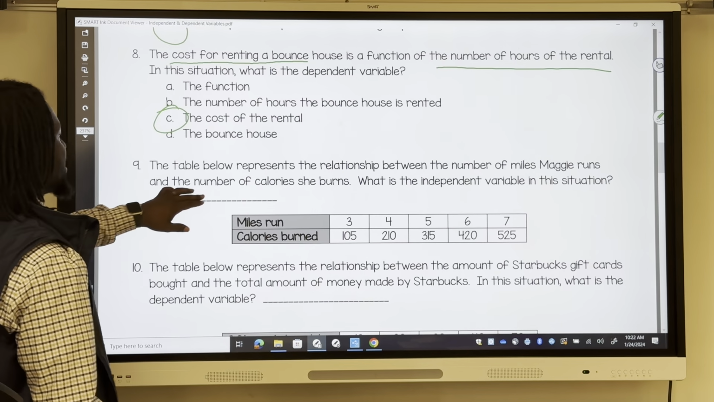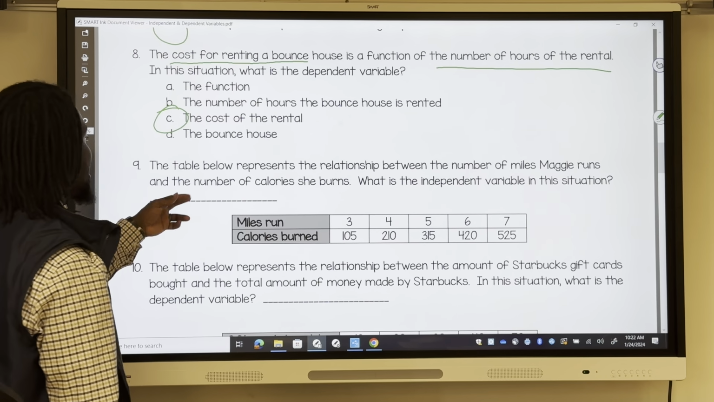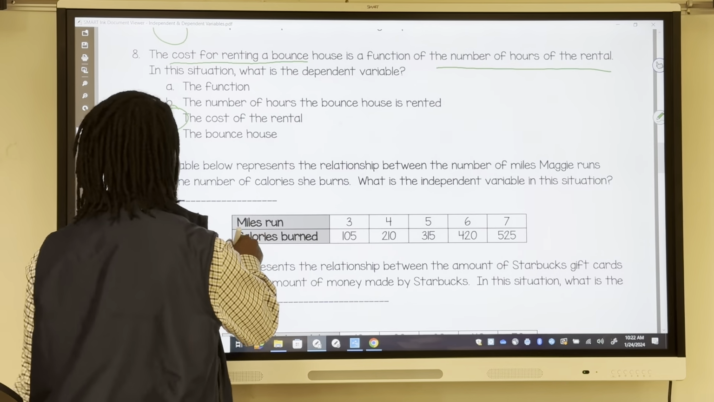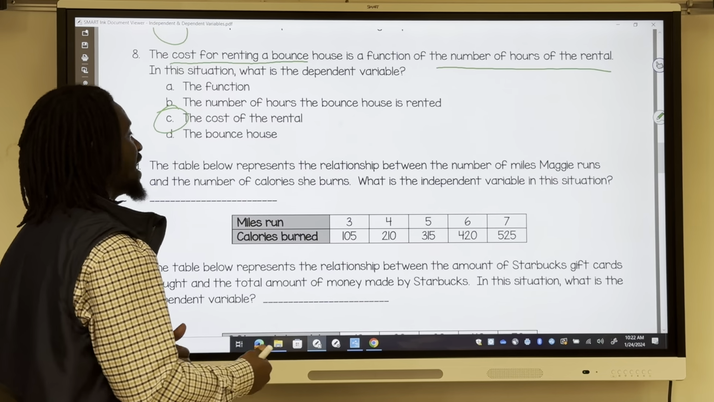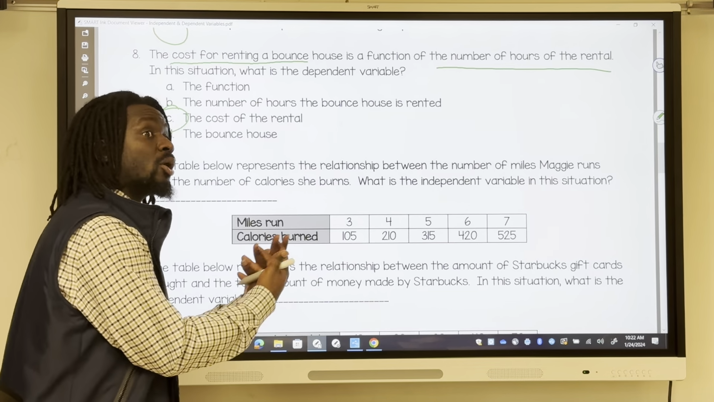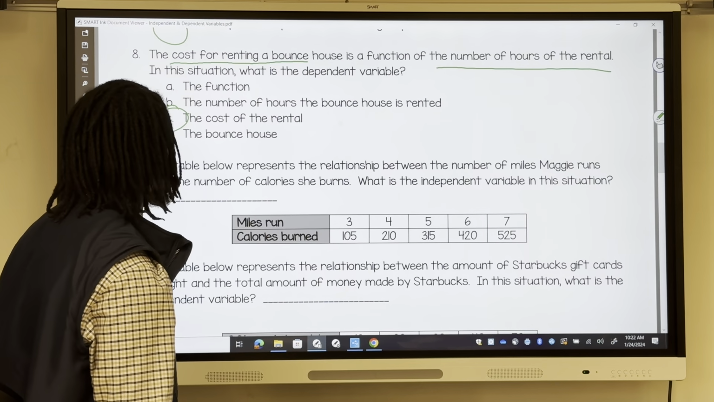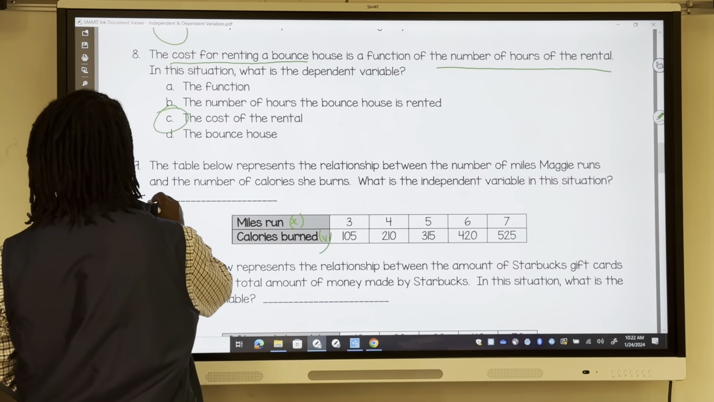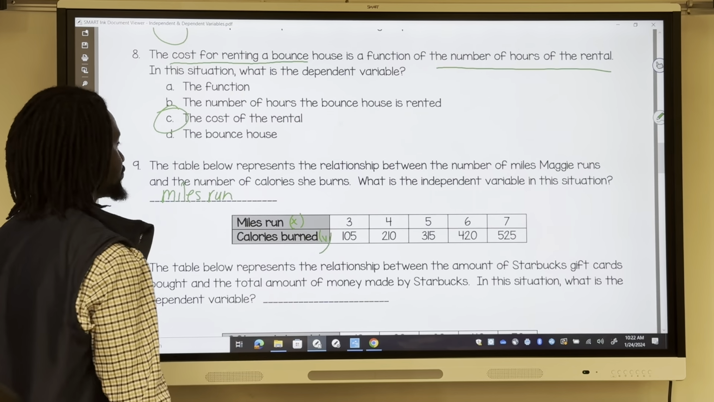Okay. In this table, what's the relationship between the number of miles Maggie runs and the number of calories she burns, which is the independent variable? Okay. The number of miles or how many calories she burns. Which one is dependent on the other, or which causes the other? The number of miles causes the number of calories. And so the miles run is the independent variable.